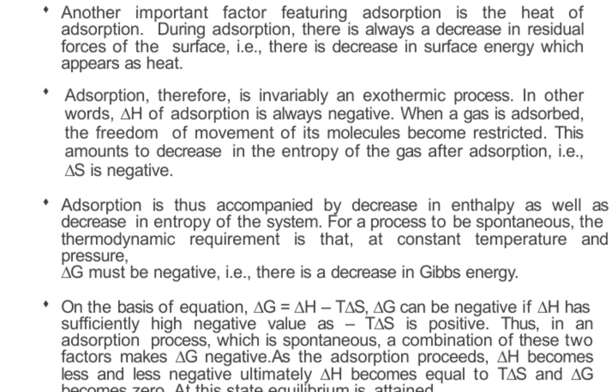ΔG can only be negative if the negative ΔH is large enough to outweigh the positive TΔS term. So, in spontaneous adsorption, both the negative enthalpy and the decrease in entropy work together to make ΔG negative. As the adsorption continues, the magnitude of ΔH becomes less negative, approaching the point where ΔH equals TΔS, and then ΔG reaches 0. That's the point where equilibrium is established, meaning the rates of adsorption and desorption are balanced.